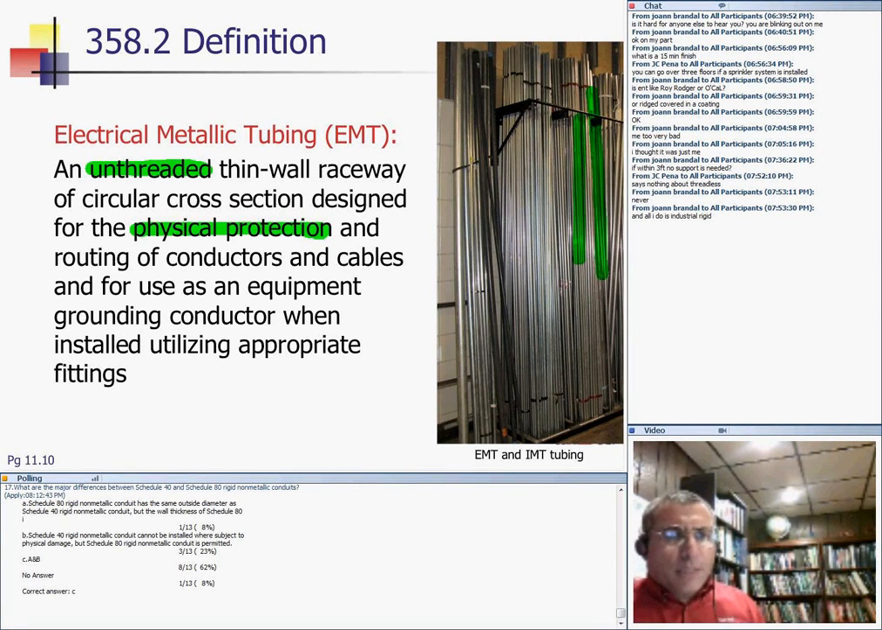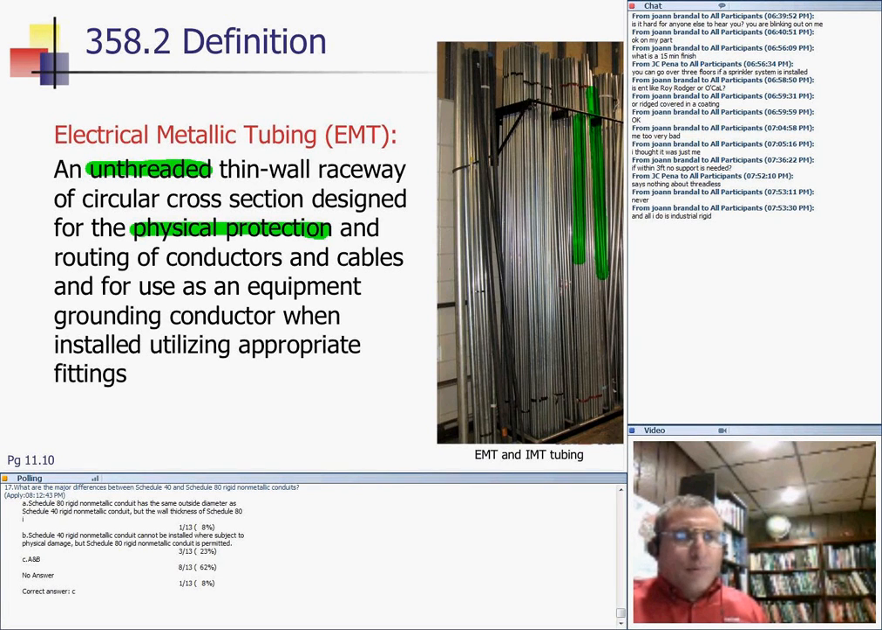If you need severe physical protection, you're using rigid or IMC. For physical protection, like Chad getting mad and just throwing a chair across the hallway and it hits an EMT, that's okay. That's physical protection. But Luke running right into that cable, that's severe physical damage. EMT will not provide severe protection. It will provide physical protection.